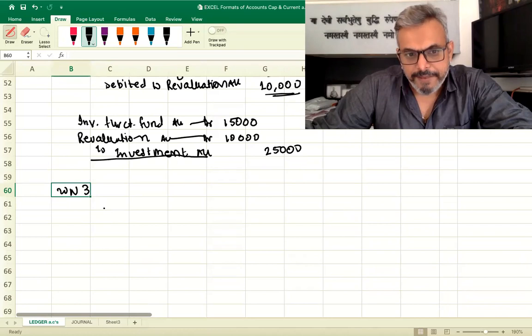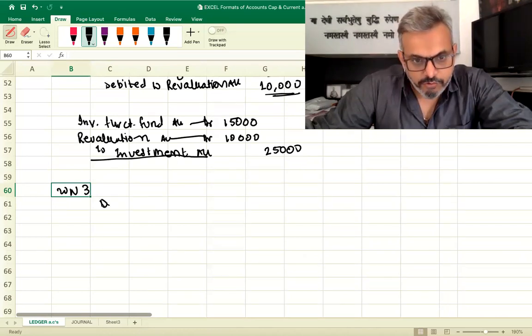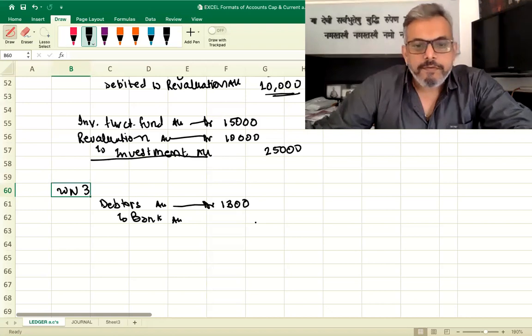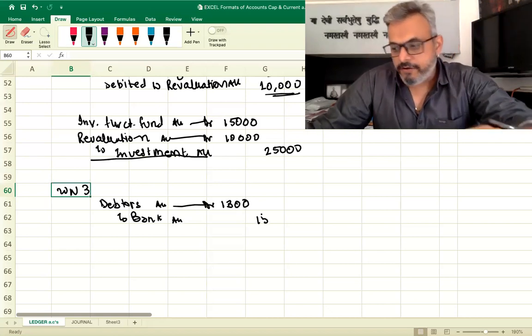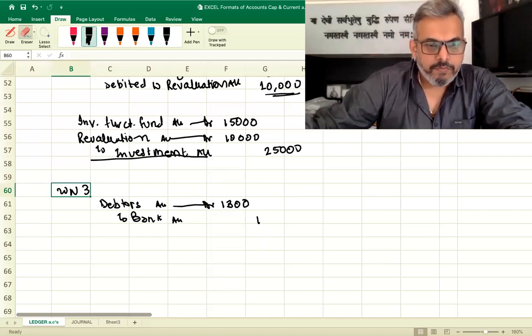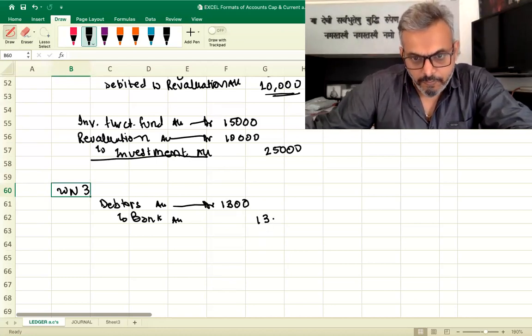Now the bank will take the money from us, and we will go to the debtors and ask this money from our debtors. So debtors account will be debited by 1300 and bank account will be credited by 1300. Write the entry.